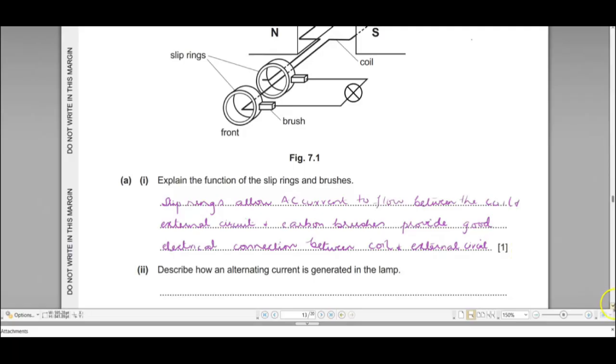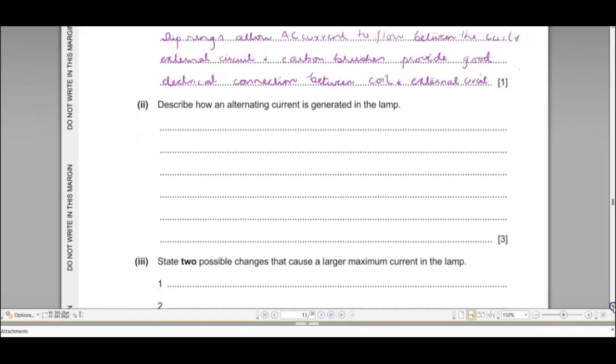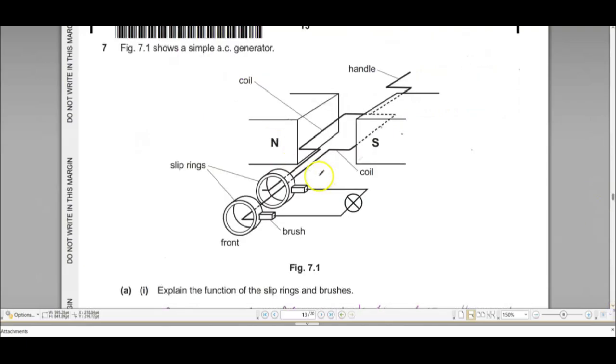Describe how an alternating current is generated in the lamp. We have this rectangular coil that rotates in a uniform magnetic field. The coil is connected to the external circuit through slip rings and brushes. An EMF is induced in the coil as it cuts the magnetic field, and due to this changing EMF, an alternating current is also produced due to the rotation of the coil, and this continues as long as the coil keeps rotating in the same direction.